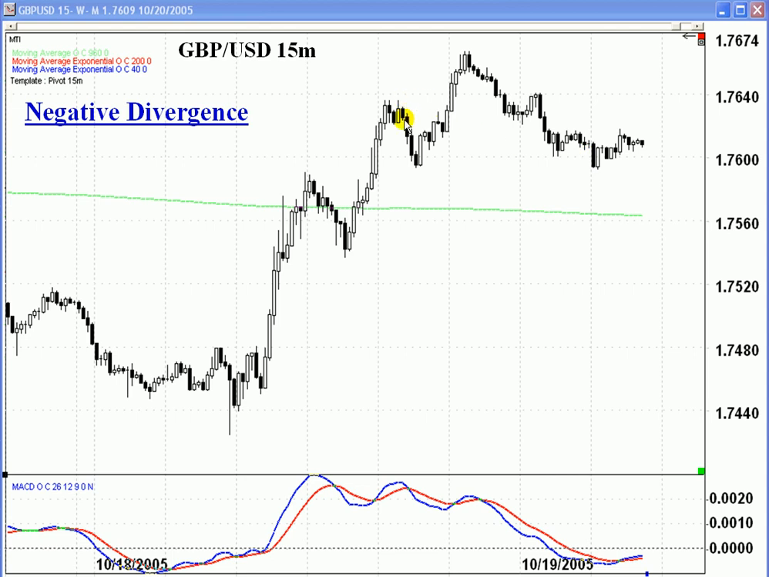A couple things I want to point out here is, number one, you see this high here? This resistance acts as support.